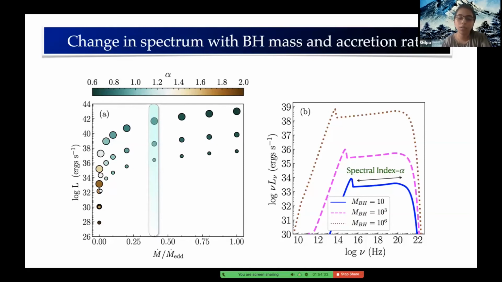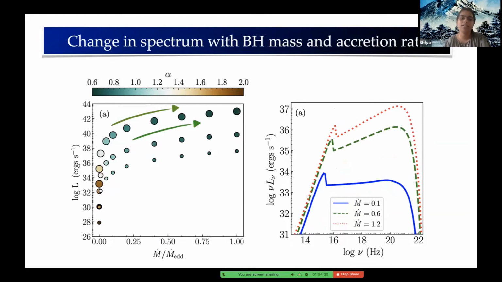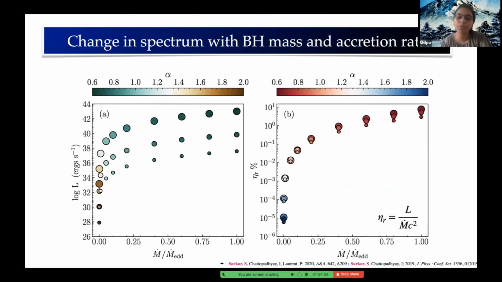And keeping the black hole mass the same and increasing the accretion rate, we can see that the bandwidth doesn't increase much, but the spectral index increases. This is mainly because of the increased amount of inverse Comptonization, which makes the spectrum harder. And when we computed the efficiency of all these solutions, we see that with increase in accretion rate, the efficiency increases, tapering off at 10%. But with black hole mass, it doesn't change much.